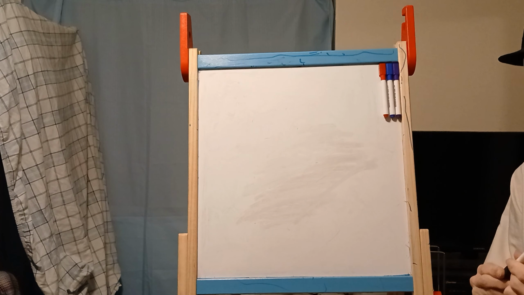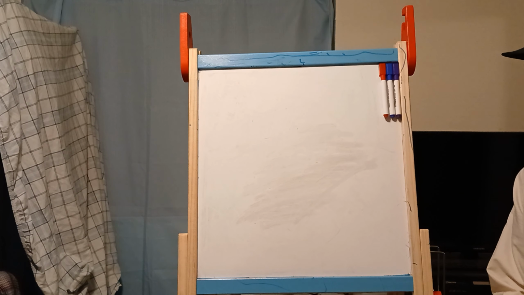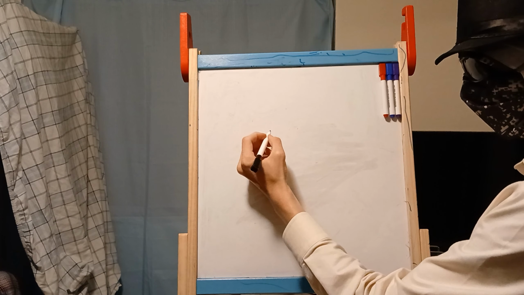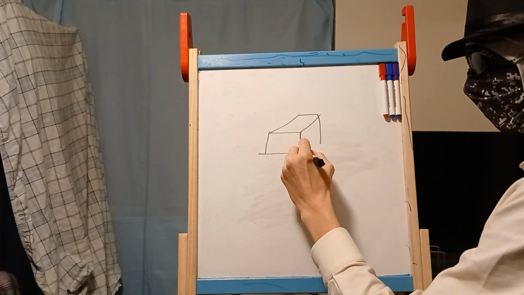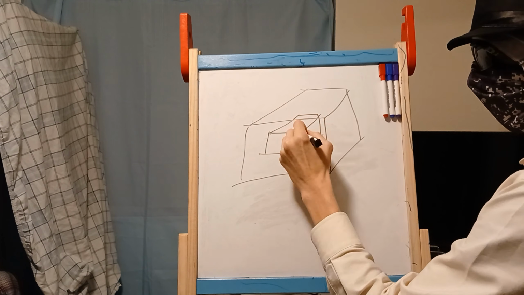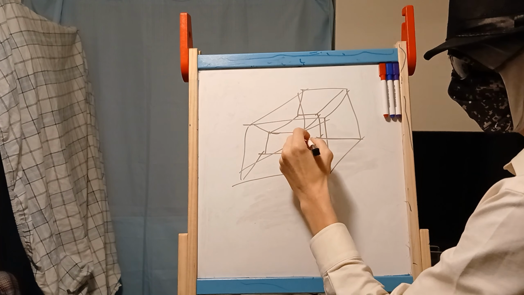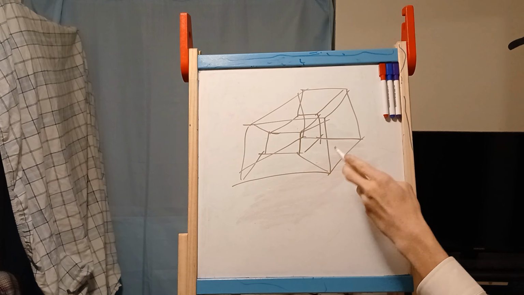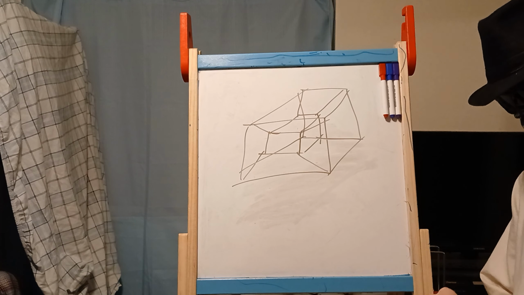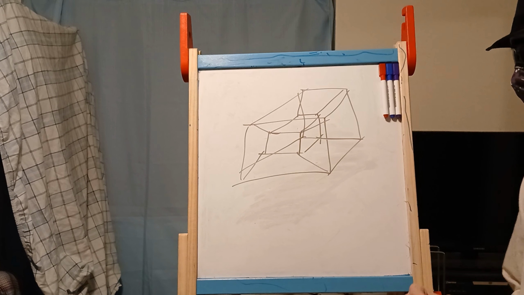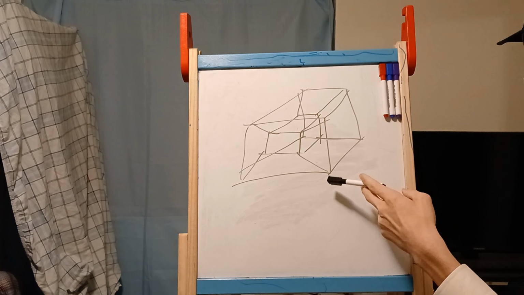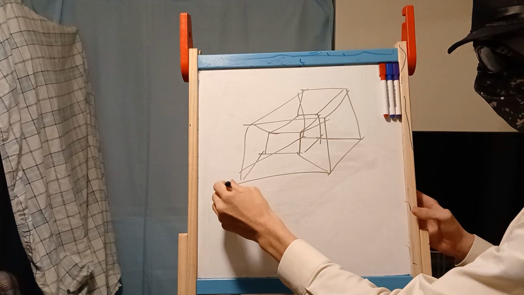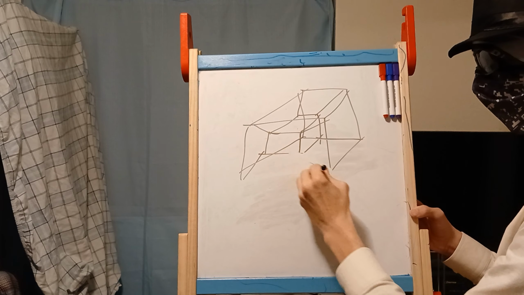Now you may have heard of the name Tesseract before, and not the Marvel Tesseract, but the geometric Tesseract. It is theoretically impossible for us to perceive what a tesseract looks like. We are only used to 3 dimensions.